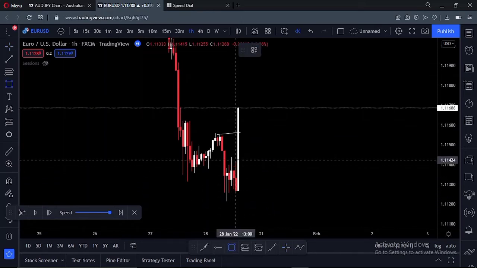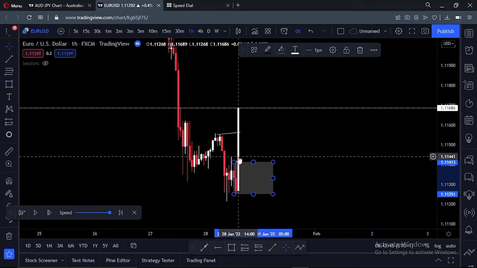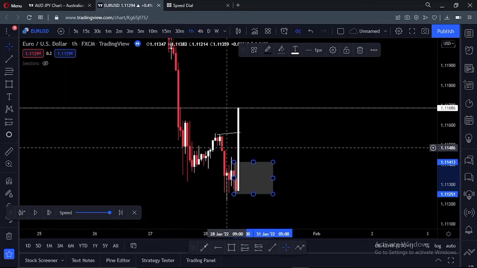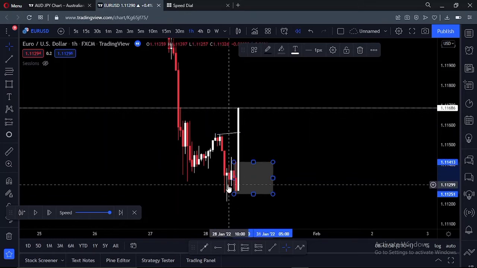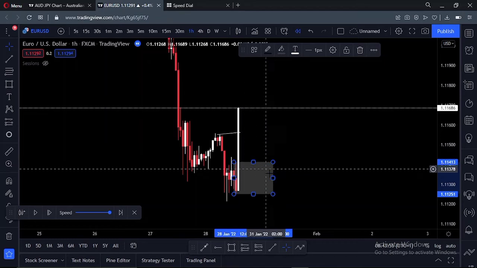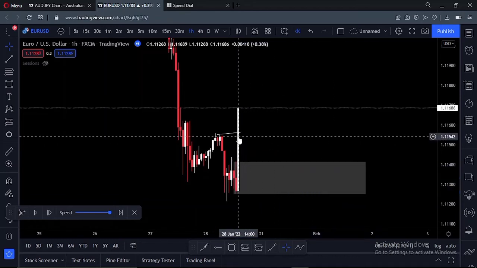Obviously, it's this one, because it had this imbalance, this imbalance right after the structural break. It broke structure, imbalance, but did it take out liquidity? No, not in this type of scenario.